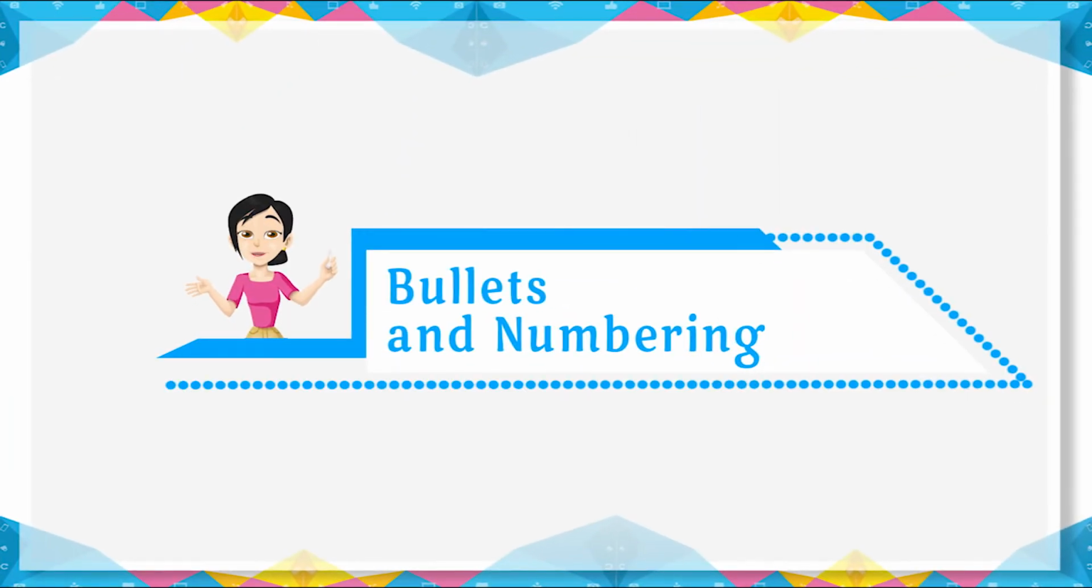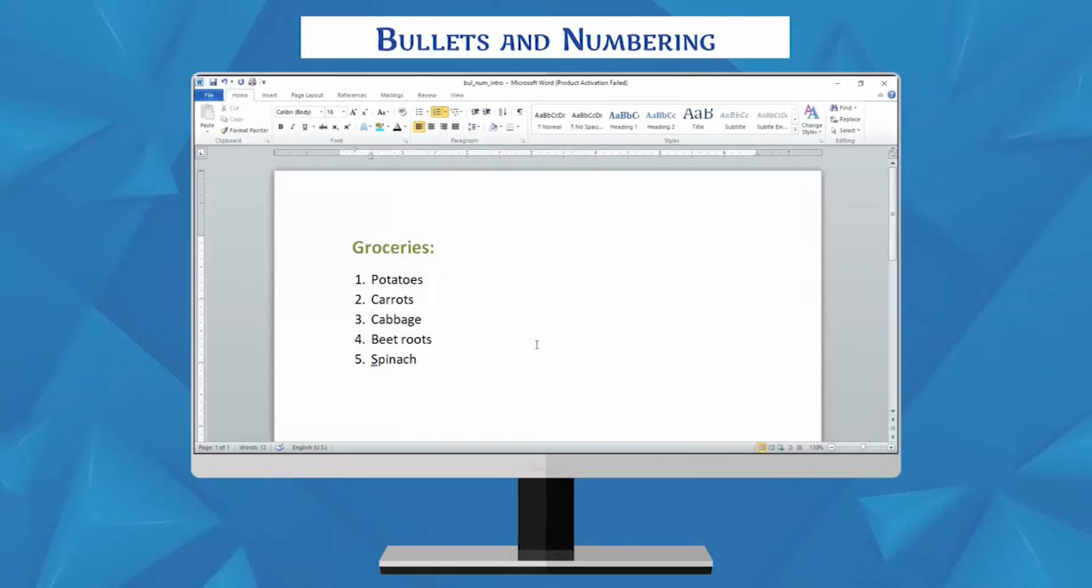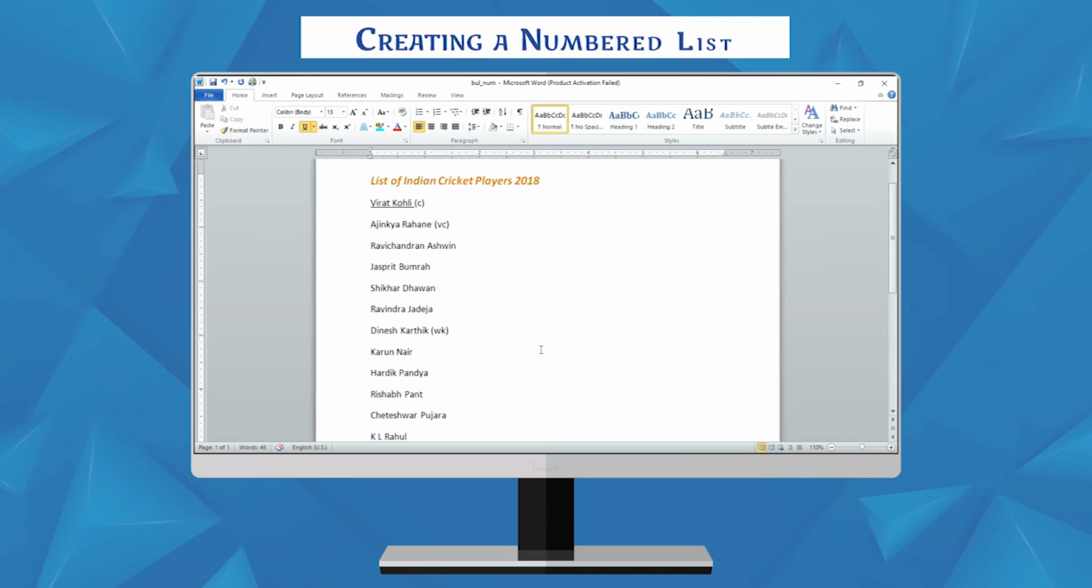Bullets and numbering. When you make a list of items, you either put a number or bullet at the beginning of the list. This helps you to easily distinguish the list from the normal text. Creating a numbered list. To create a numbered list, follow these steps.